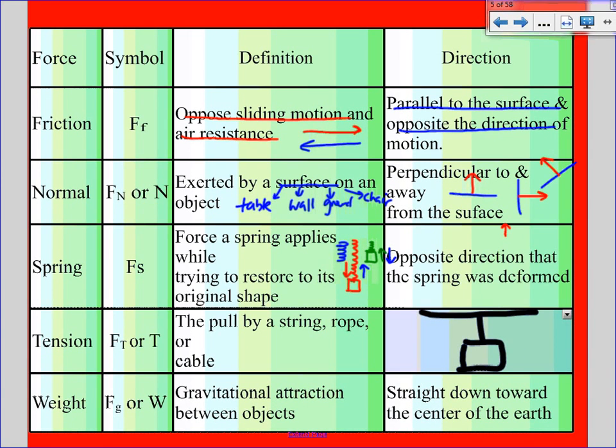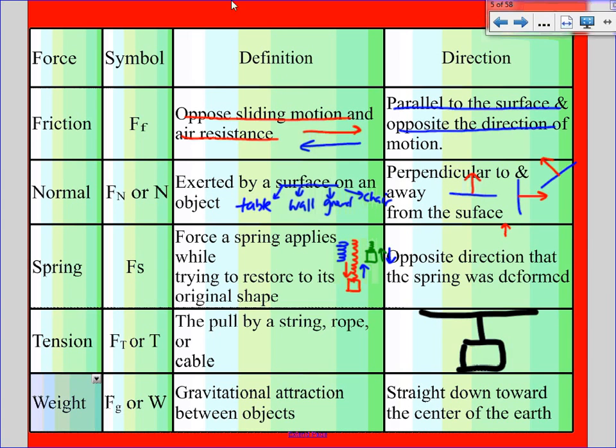Finally is weight. Now, weight is a very important one in this unit. We'll use weight all the time practically. Weight is another way of saying force gravity, and that's why it has the symbol F sub g. Now, the symbol for that is F of g or W, but the definition is gravitational attraction between objects. So anything that has a gravitational pull on it is going to experience force gravity. In other words, any object that's on the Earth is going to experience a gravitational pull or force gravity. This direction is always straight down towards the center of the Earth. No matter what the situation is, force gravity always pulls straight down.